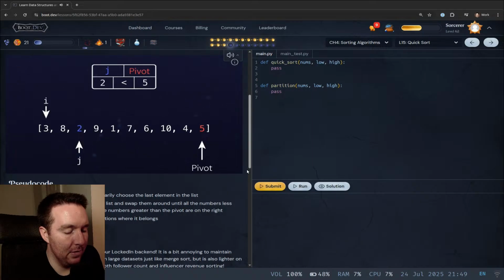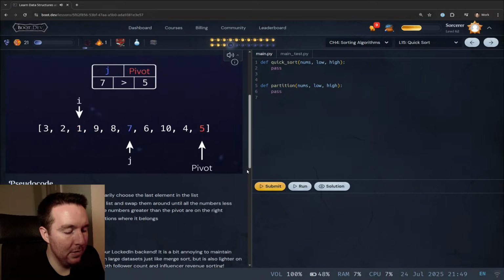So now we'll compare j to the pivot again. In this case, 2 and 5. And again, because j is less than the pivot, we increment I, and then we swap I and j. Next, we compare 9 and 5. Now this time, j is greater than the pivot. So no swaps. We move j forward, but we do not move I forward. 1 is less than 5, so we move I up, and we swap I and j.